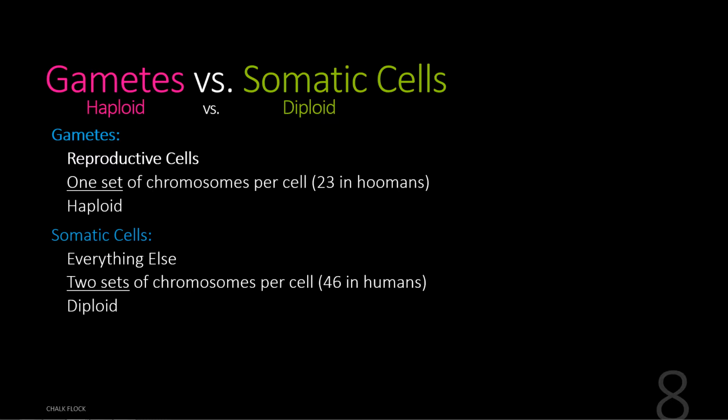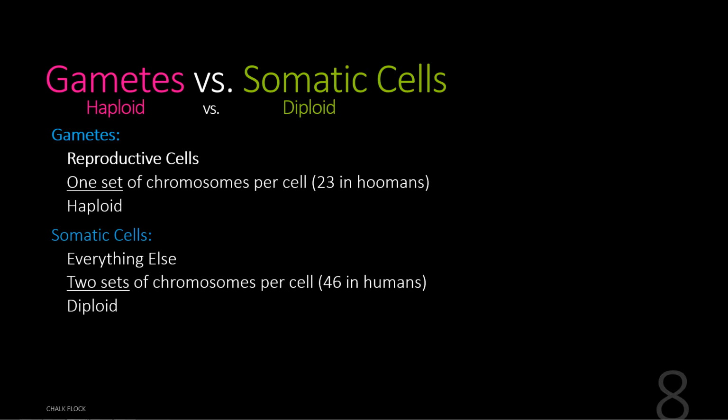The unique point of gametes is that they only contain one set of chromosomes per cell. They only contain the left-hand set of chromosomes, for example. There's only 23 in a human. And that's what we call a haploid. You can think of haploid like half. So one set of chromosomes per cell.